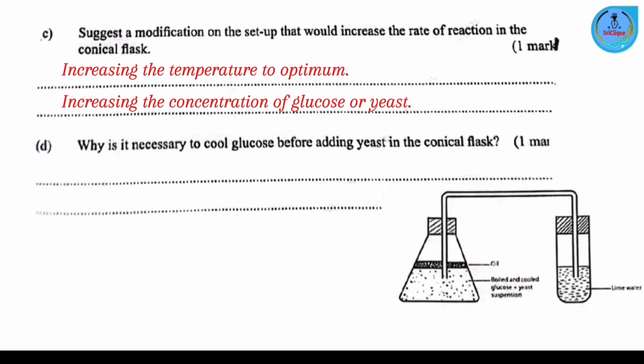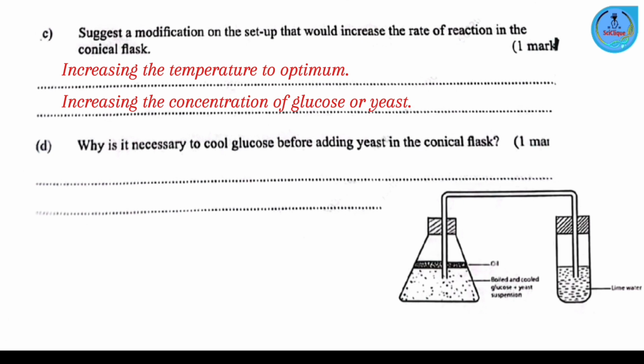Part D. Why is it necessary to cool glucose before adding yeast in the conical flask? Okay, so what happened is that the glucose solution was boiled. As we stated before, this is to remove any oxygen that is present. Then it was allowed to cool before the yeast was added onto it. So why did it need to be cooled? Why couldn't the yeast be added directly to the glucose solution when it was hot?